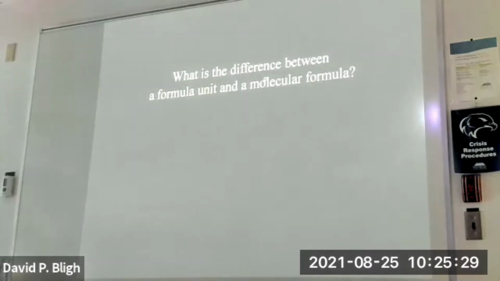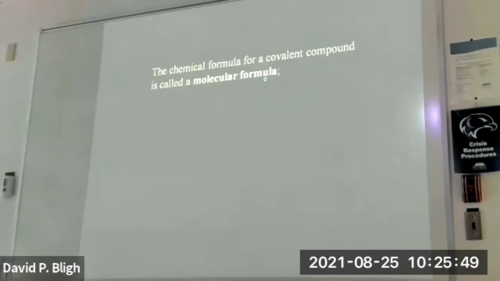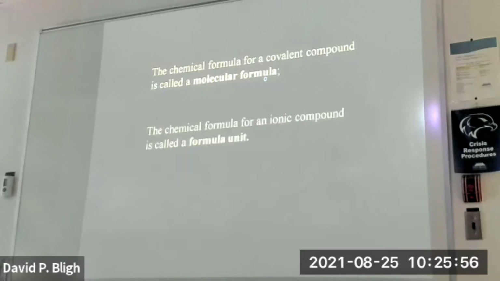So this is a video that addresses the question that students often have. What is the difference between a formula unit and a molecular formula? And that brings up a couple of questions itself. What are the structural differences between ionic and molecular compounds? And how do those differences affect their chemical formulas? So the chemical formula for a covalent compound is a molecular formula. And the chemical formula for an ionic compound is called a formula unit.